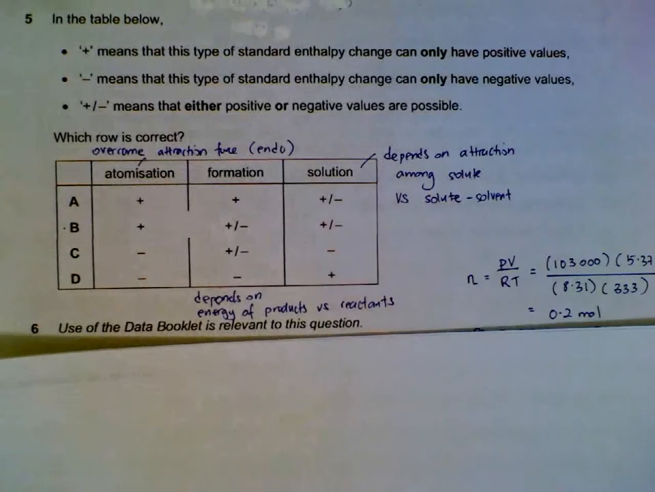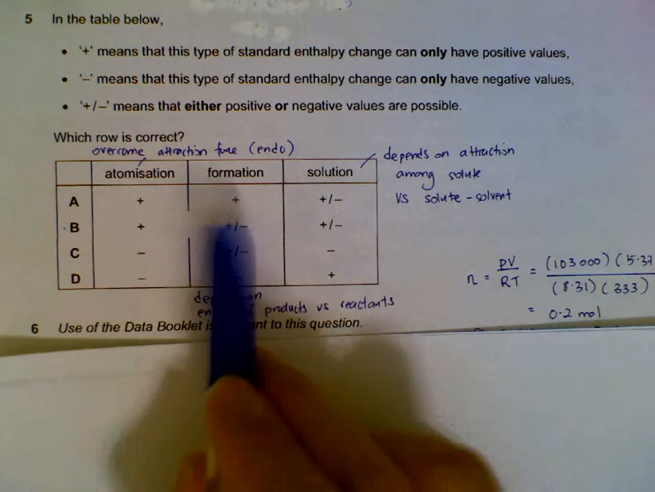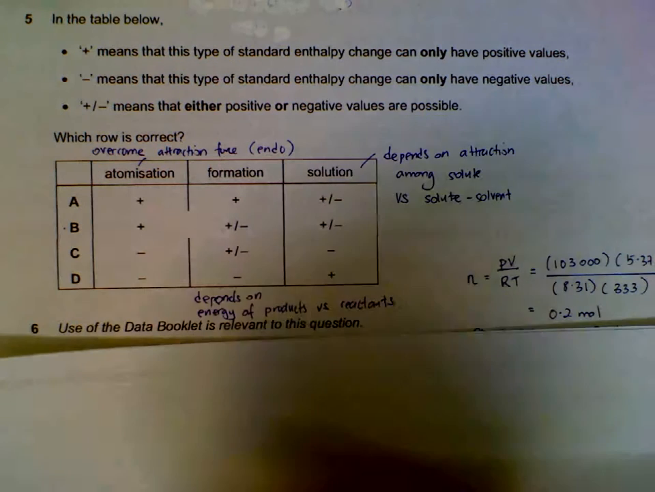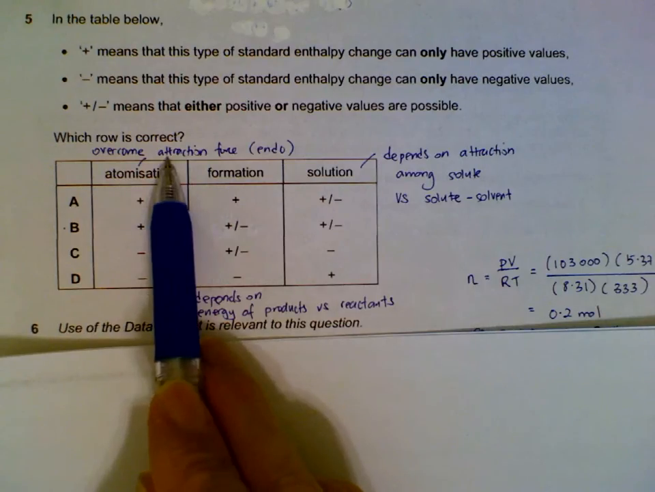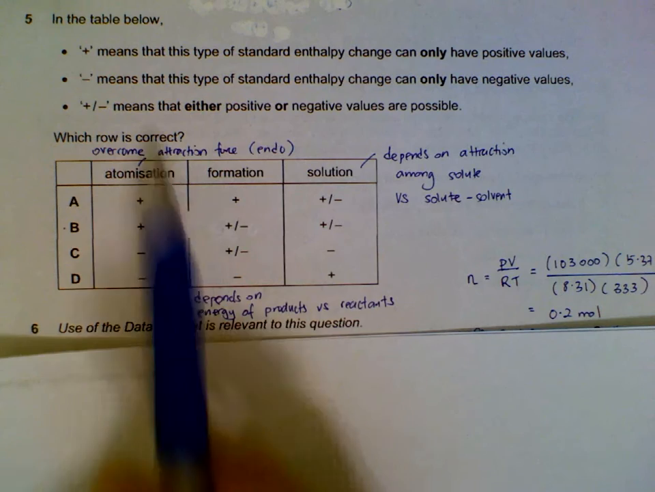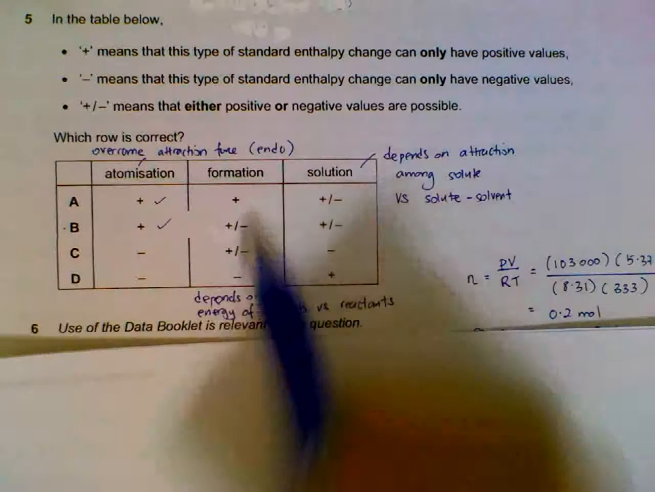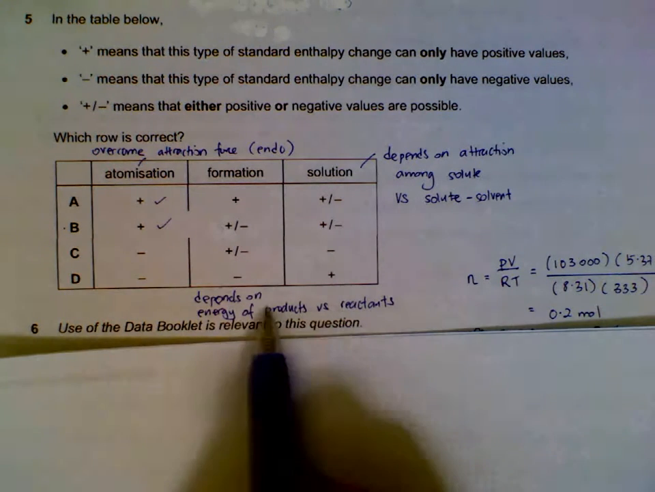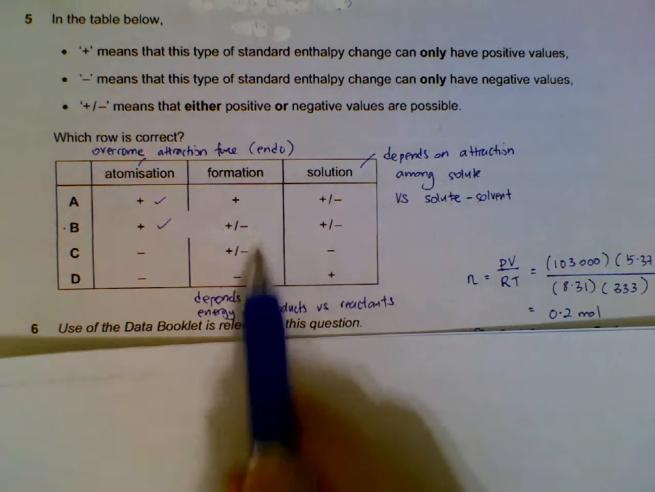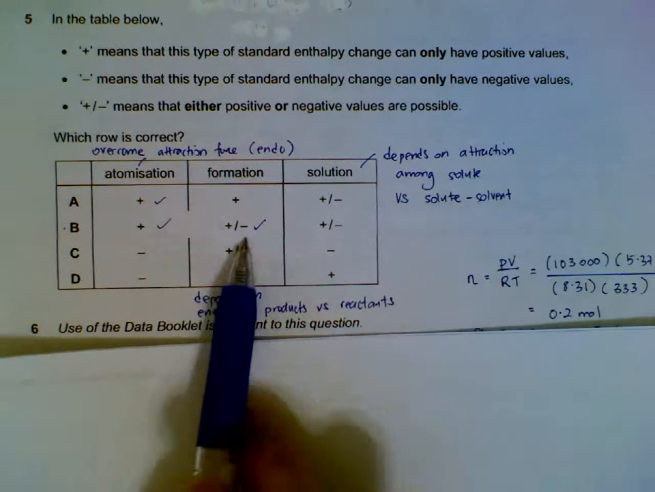Number 5, what are the energy changes for atomization, formation, solution? Atomization is always overcoming attraction forces, changing things into gaseous atoms and all that, breaking bonds. So it will always be endothermic. Formation depends on the comparison between products and reactants, the energy level. It could be exothermic, it could be endothermic. You can't tell which it is. So that gives us option B.